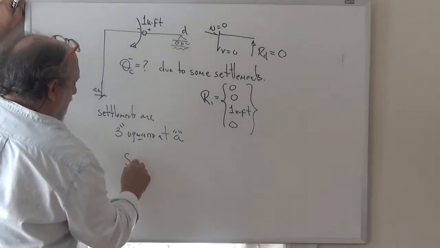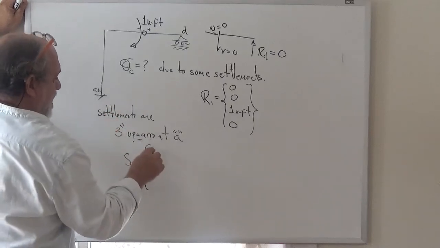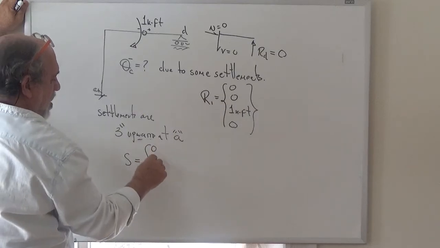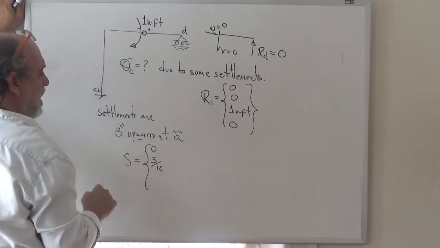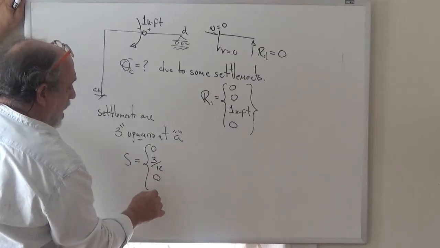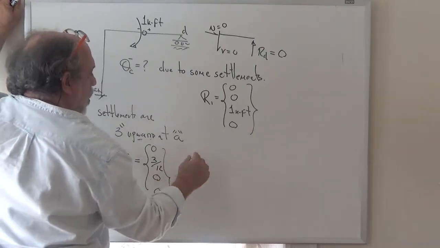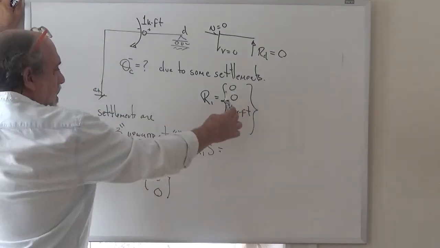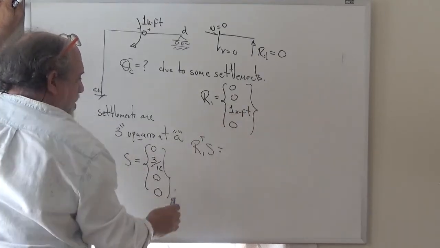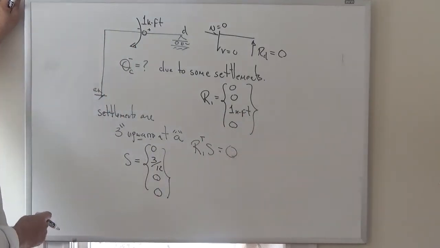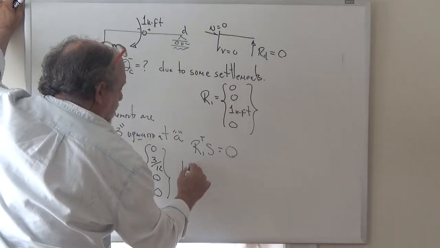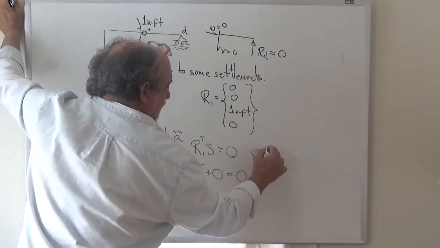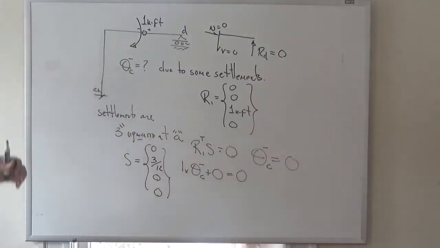Then our settlements would be nothing in X. If I take up as plus, it doesn't really matter because I hadn't made a sign convention here, I would say 3/12 in feet. No rotation and nothing happening at the other point. So if we have R1 transpose times S, which is the work, we'd see that it's 0 times 0, 3/12 times 0, 0 times 1, and 0 times 0, so we get 0, which means that 1 times the rotation at C on the left side plus 0 is equal to 0, so the rotation at C on the left side is 0, right?